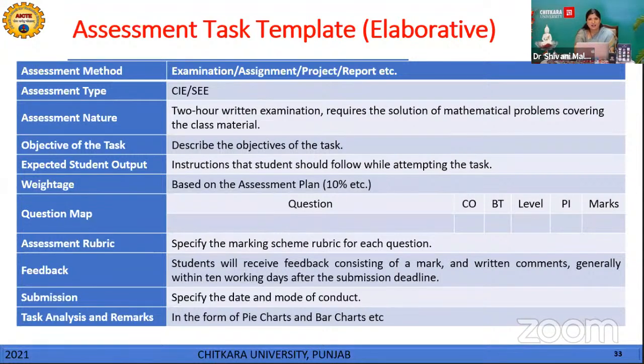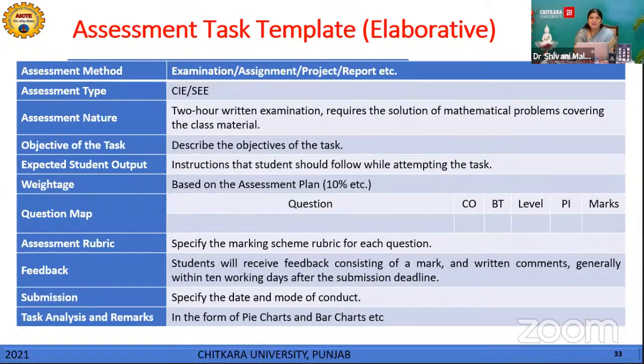Then the nature of that assessment. Nature means what is the requirement of that assessment: whether it requires the solution of some mathematical problem from the class materials, or requires the students to visit the community, or to identify problems from an ecosystem. What is the nature of that assessment? That must be clear. And the time the student is bound to: whether it's a 2-hour written assessment, a half-hour quiz, a 1-week assignment, a 2-week case study, or a semester-long project work. You need to declare that in advance.